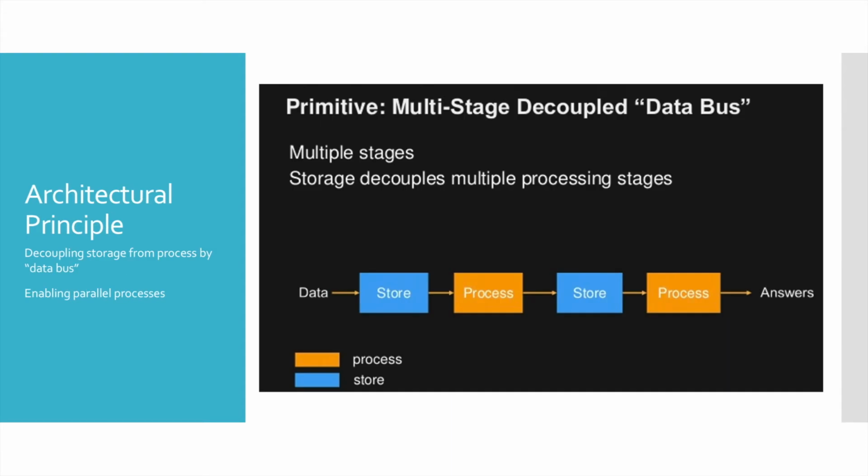To handle such big data, here's the architectural principle. We need to decouple storage from processing by a data bus, enabling parallel processing. It means when we get data, we first store and then process. After processing, we store again, and then do another processing. And at last, we have answers. We can see it's just the alternation of store and process. Using such a data bus or data pipeline can help us build a very robust infrastructure.